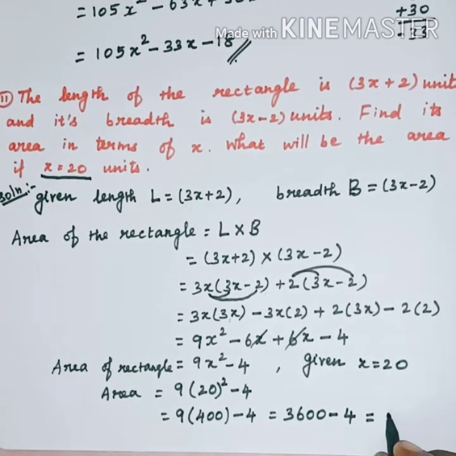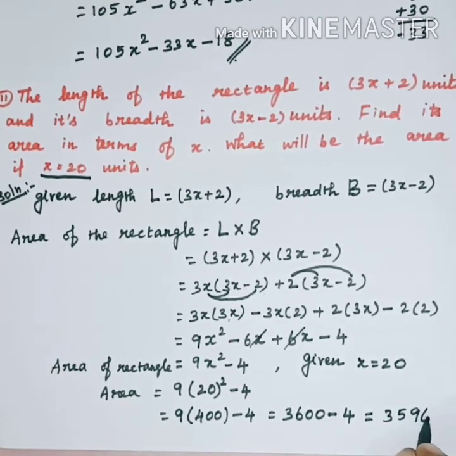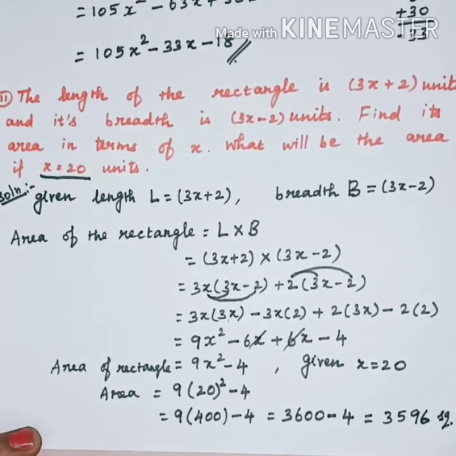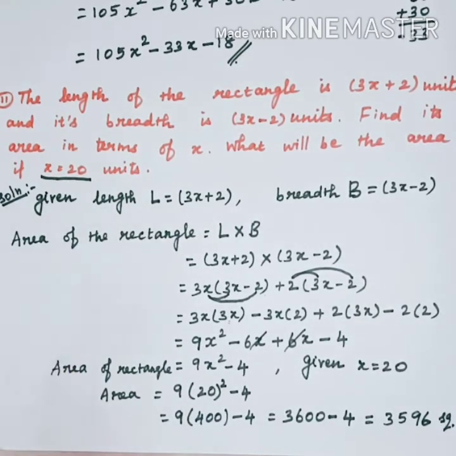3600 minus 4 is what? 3596 square units. This is the answer for the 11th sum. This is the area of the rectangle. Area of the rectangle is 3596 square units.